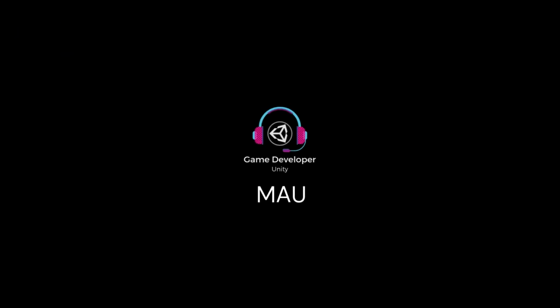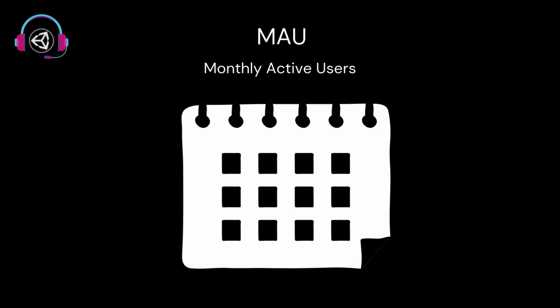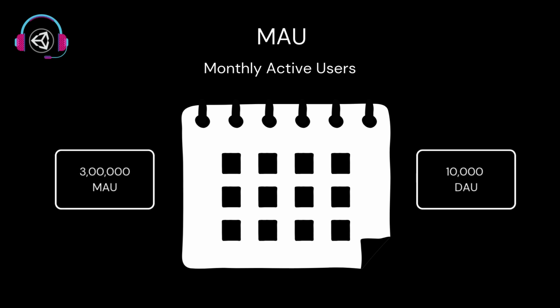MAU. MAU, or Monthly Active Users, is similar to DAU but tracks engagement over an entire month. Comparing DAU and MAU can show how consistently players are engaging with your game. If your game has 300,000 MAU but only 10,000 DAU, it might mean players are logging in less frequently, and there's room to improve daily engagement.